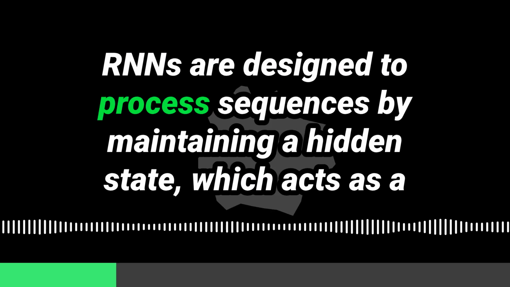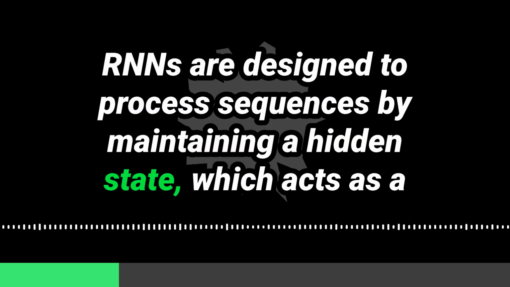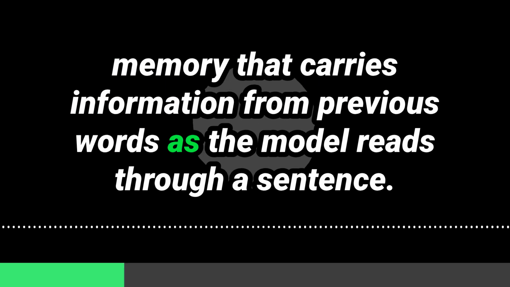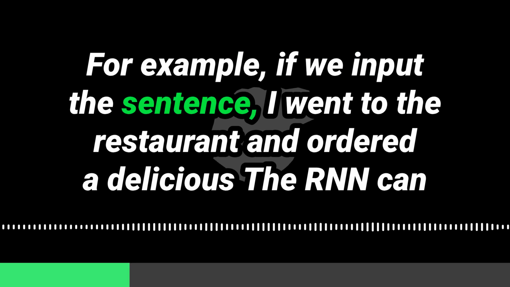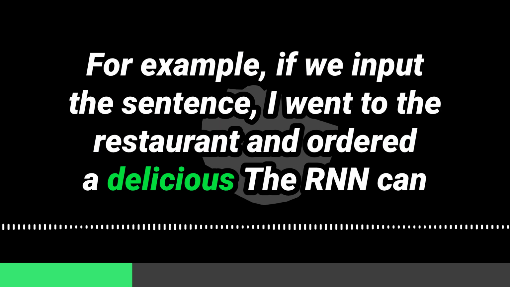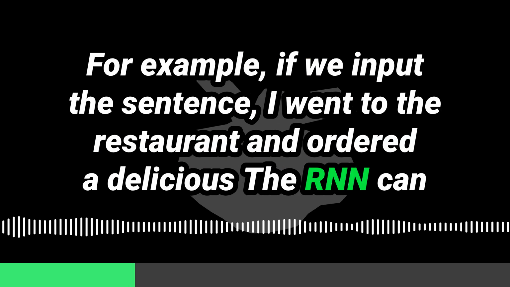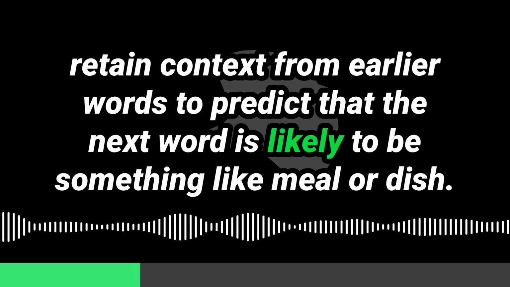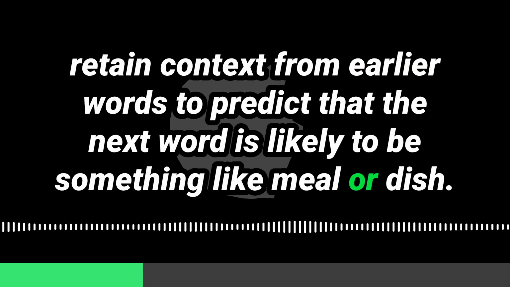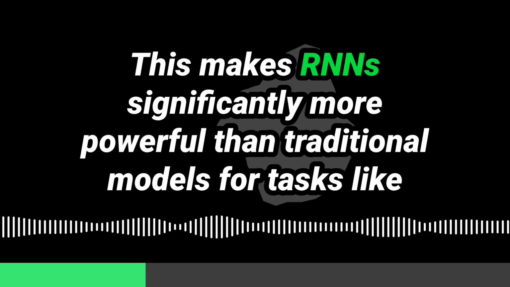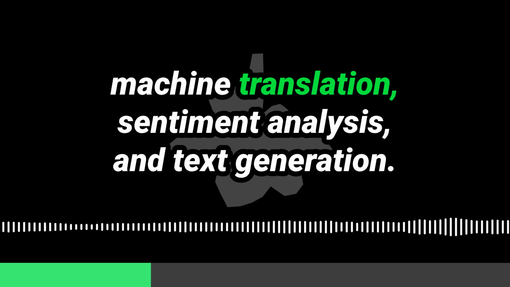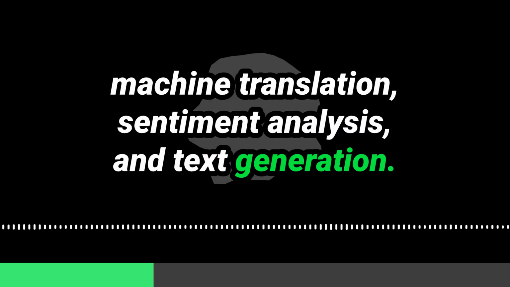RNNs are designed to process sequences by maintaining a hidden state, which acts as a memory that carries information from previous words as the model reads through a sentence. For example, if we input the sentence, "I went to the restaurant and ordered a delicious," the RNN can retain context from earlier words to predict that the next word is likely to be something like meal or dish. This makes RNNs significantly more powerful than traditional models for tasks like machine translation, sentiment analysis, and text generation.